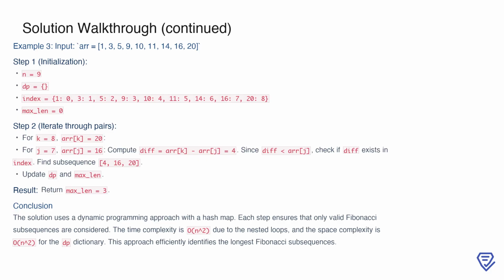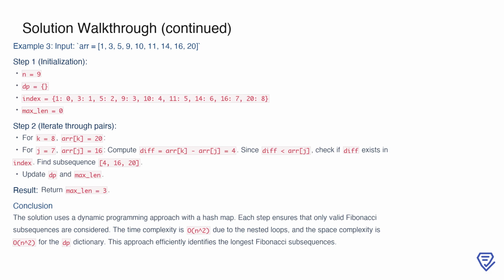Again, we initialize n to 9, set up an empty dp dictionary, and create an index mapping: 1 to index 0, 3 to 1, 5 to 2, 9 to 3, 10 to 4, 11 to 5, 14 to 6, 16 to 7, 28 to 8. We start with max_len set to 0.